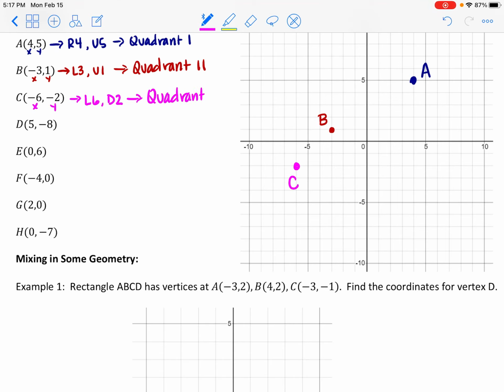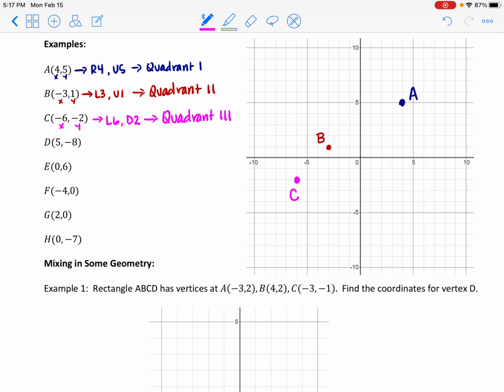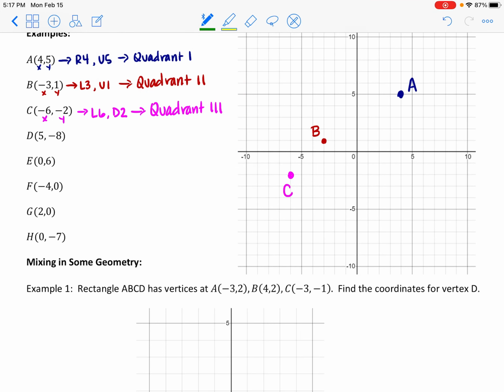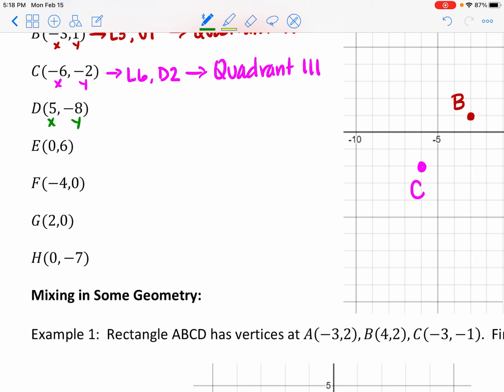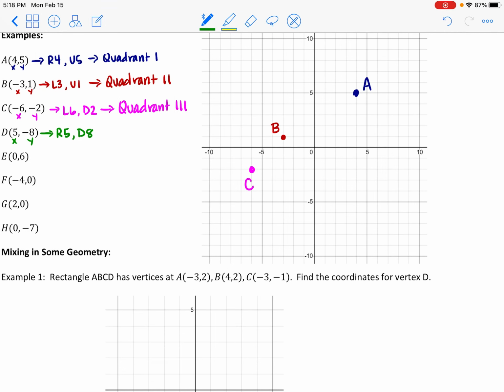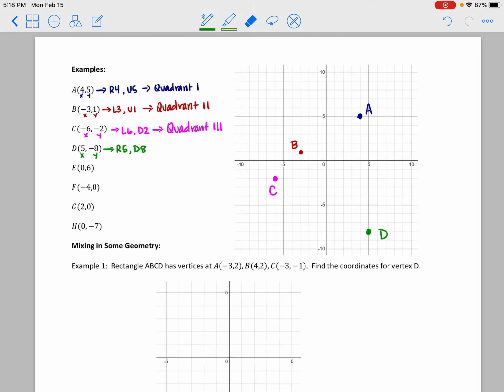That is in quadrant 3. And you can probably deduce from the pattern where the next one's going to land, but again, this is an x and this is a y. So the positive x is telling me to go to the right, and since it's a 5, we'll go right 5. And then the negative y tells me to go down. Since it's a negative 8, we're going to go down 8. So from the origin, if I went to the right 5, 1, 2, 3, 4, 5, and down, 1, 2, 3, 4, 5, 6, 7, 8, I'm going to land here. And so that is the coordinate for point D, and that is located in quadrant 4.